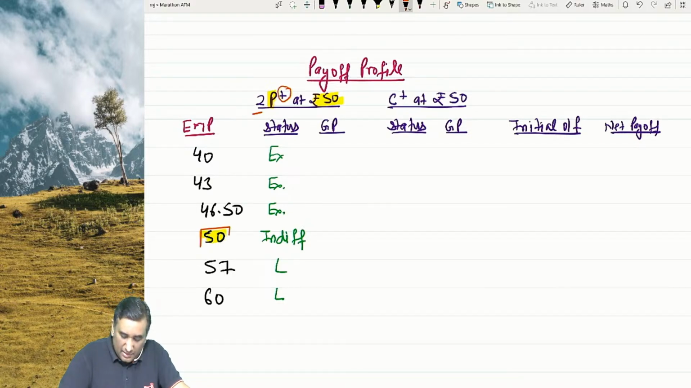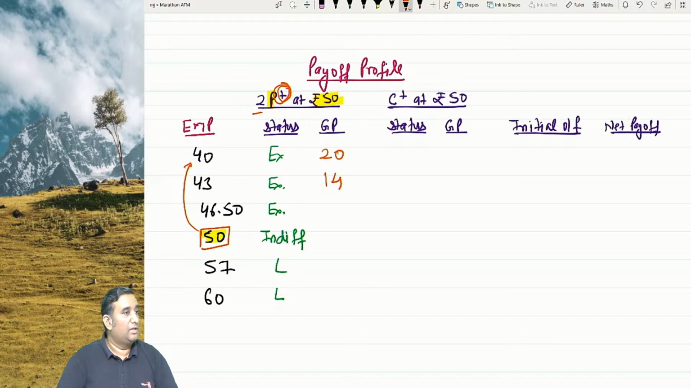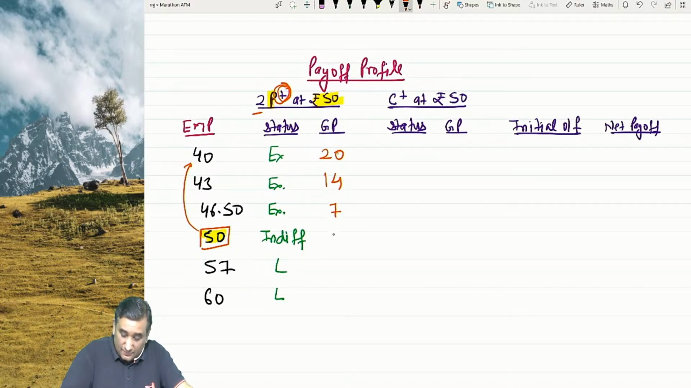So 50 becoming 40, 20. 7 will give me profit of 14. Since this was a holder, I am writing profit in his books. If it was a writer, I will put what? Loss. In this case, it is 7, 0. It will not have any negative impact. Then again, I look at this 50. I highlight my 50 as indifferent.